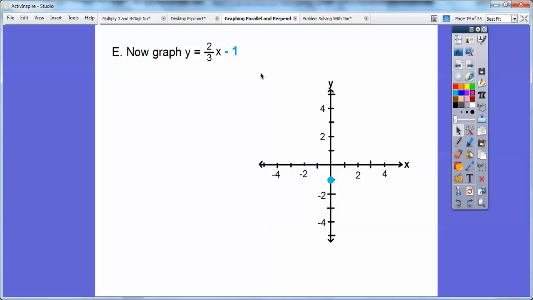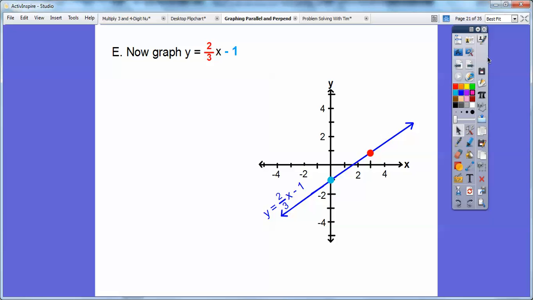Anyway, so I go up 2 to the right 3, up 2 to the right 3. From here, up 2, 1, 2, and then to the right 3, 1, 2, 3. So I'm going to put a dot right there. The slope is that 2/3, up 2 to the right 3. Connect them up. Notice I wrote the equation right next to the line. The reason why I didn't write it over here, you'll see why in just a second.